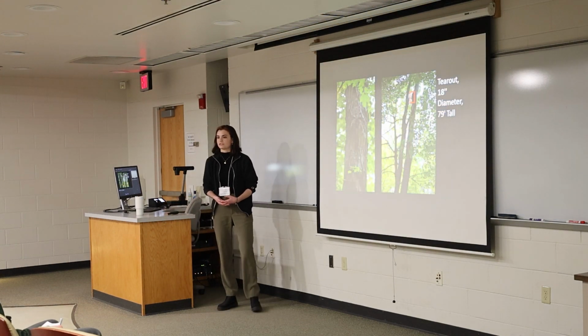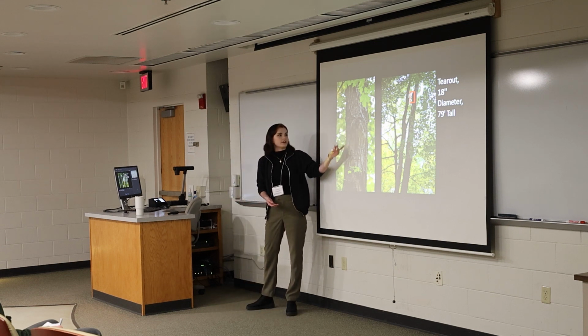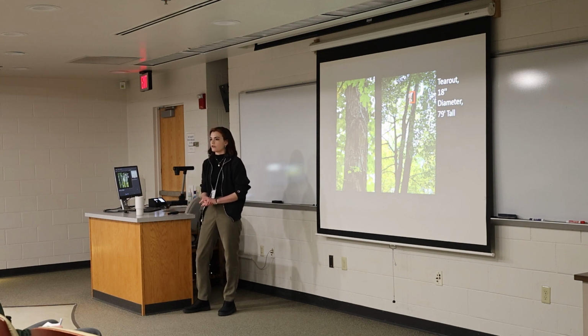Eventually, a tree with those codominant stems might look something like this. This is a tear-out, and this tree had an 18-inch diameter and was 79 feet tall. You can see by the advanced wound wood formed here that this is an older wound. This tree also had 2 defects lower in it, including a seam and another codominant stem.